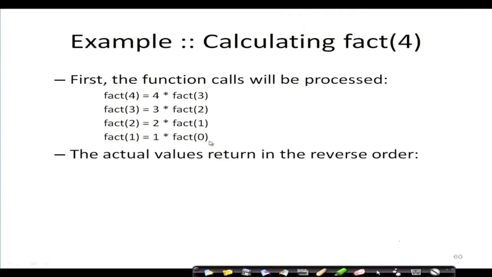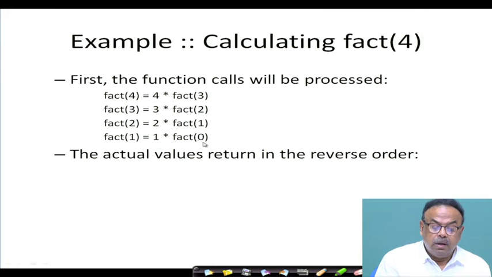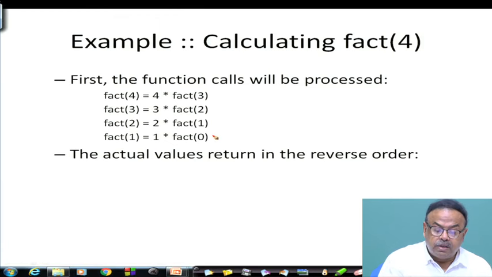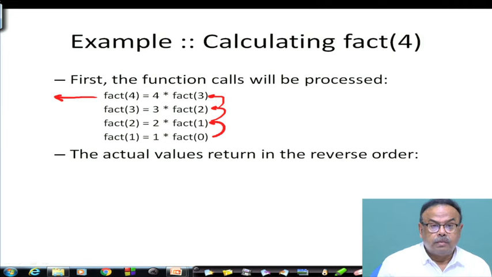Therefore, now the actual values will return in the reverse order. 1 into 1 is 1. So, fact 1 is complete. So, 1 into 2 is 2, that goes here, fact 2 is 2, in that way it goes on. So, it goes back in this direction, this direction, this direction and this direction. Ultimately, we get the result from here. Okay.